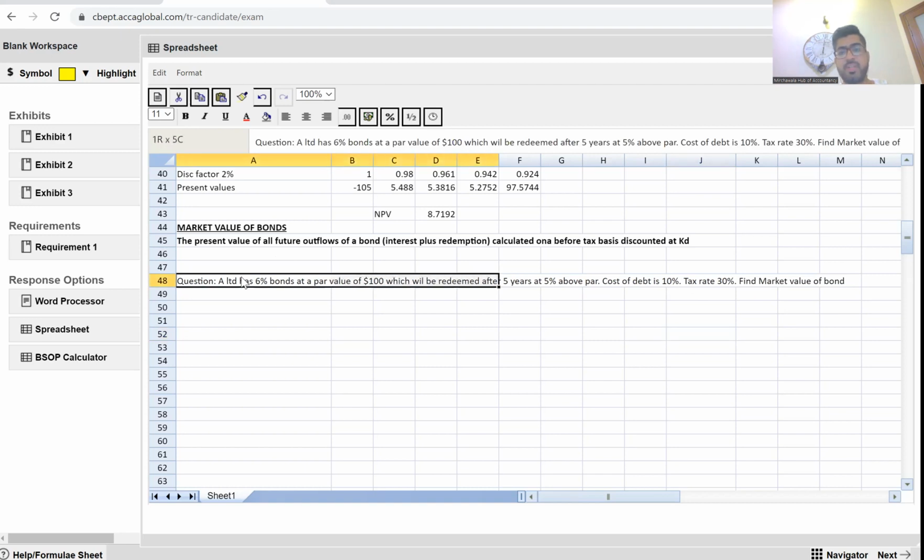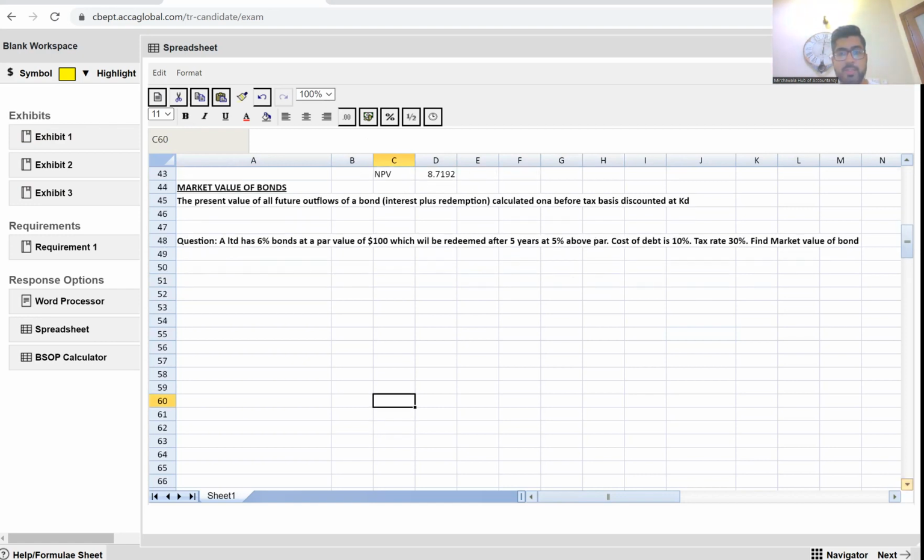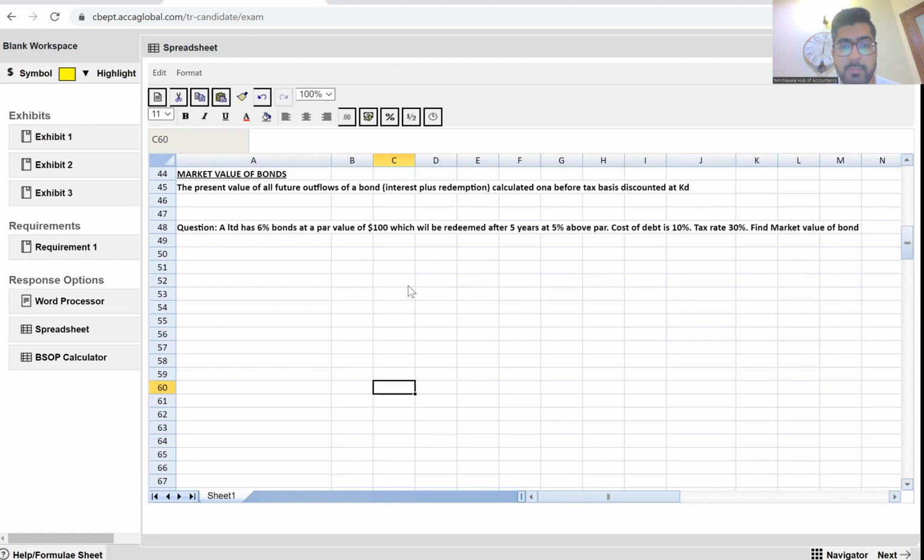Okay, this has been a question many times coming in WACC: A Limited has 6% bonds at a par value of 100, which will be redeemed after 5 years at 5% above par, cost of debt 10%, find market value of bond. You apply the definition that market value of bond is the present value of outflows, interest and redemption, discounted at KD. Now this bond is being redeemed after 5 years. So 0, 1, 2, 3, 4, 5.